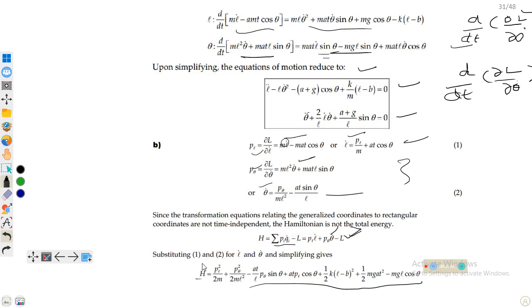The Hamiltonian is the total energy. We know that this expression contains the time term, so our Hamiltonian and total energy are not equal. At this point our Hamiltonian is this, and this contains a time term, so our energy will not remain conserved. As time goes on, energy will decrease. This is the Hamiltonian.